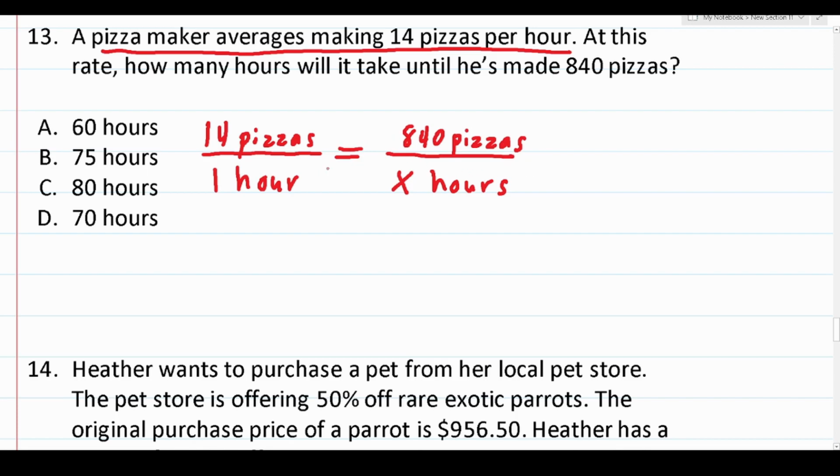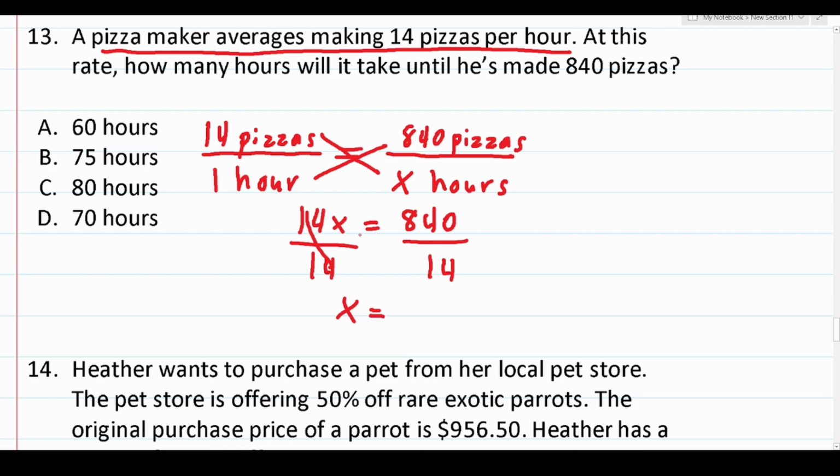You always want to cross multiply starting with the unknown value, so it's on the left side of your equation. So we're going to do 14 times x to start. That's going to be 14x. And we're going to drop our units, notably pizzas and hours. And then we're going to do 1 times 840. Anything times 1 is itself, so this is 840. Now we're going to divide both sides by 14 to get x by itself. And this becomes x equals 840 over 14, or x equals 840 divided by 14.